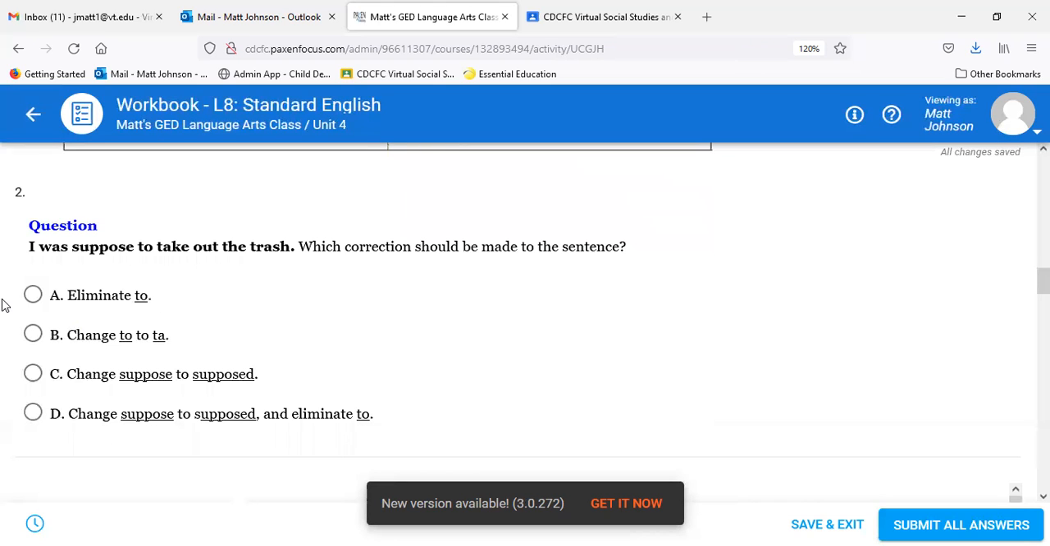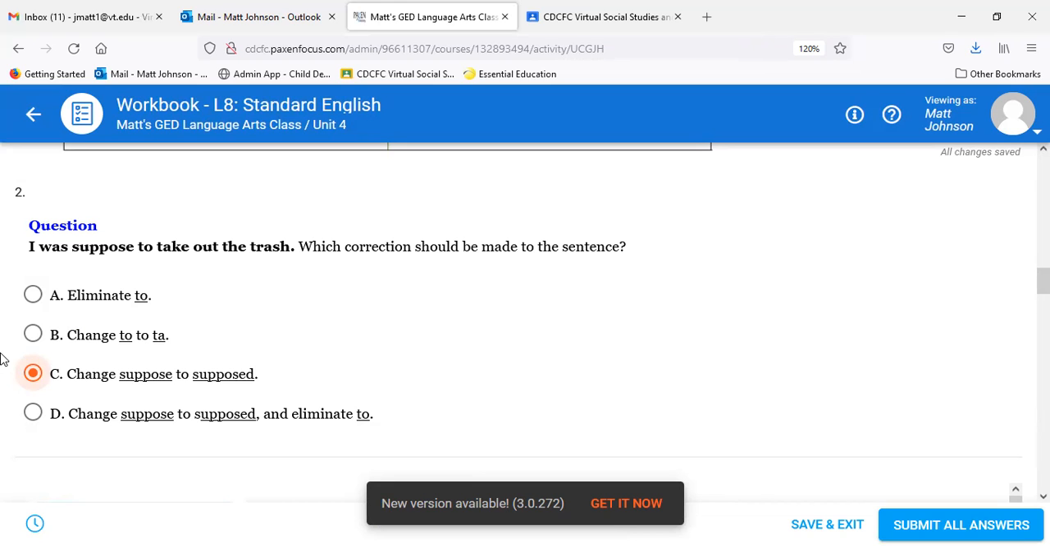C, so change supposed to supposed. We leave the two, right? That's what we keep talking about here. So even though they kind of run together and you miss that D sound, that's supposed to take out the trash. Of course, it's in grammar to say ta, supposed to, but that's another sort of falling into slang and regional dialect, things like that. So change supposed to supposed.